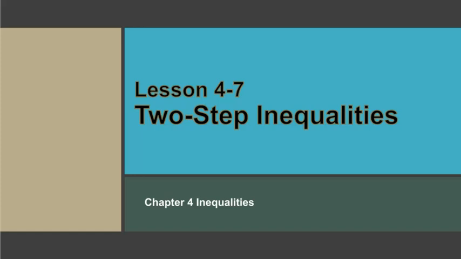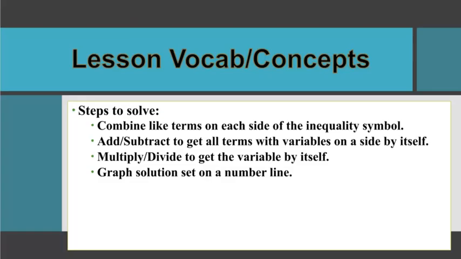Lesson 4-7, two-step inequalities. So again, steps to solve inequalities. First thing you want to do is combine like terms on each side of the inequality symbol. And then you're going to add or subtract to get all the terms with the variables on one side by itself. Then your last step is to multiply or divide to get the variable completely by itself. And then your last step would be just to graph the solution on a number line.